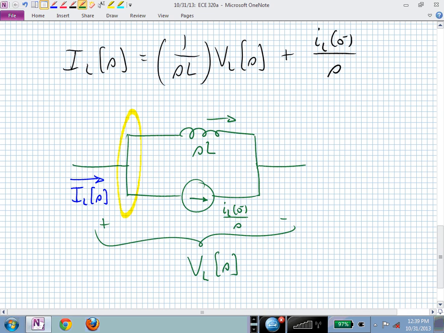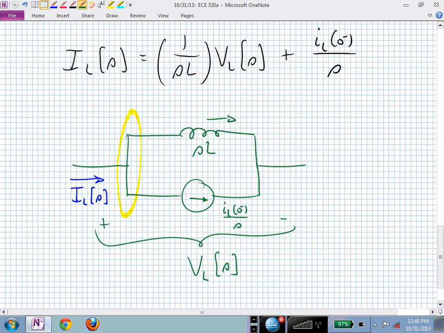So depending on which of these schematics you use to replace your inductor in your S-domain equivalent, it influences how you now label that source. And what type of source also is dependent on whether you're looking at the series or the parallel combination of the sources. Is that clear?